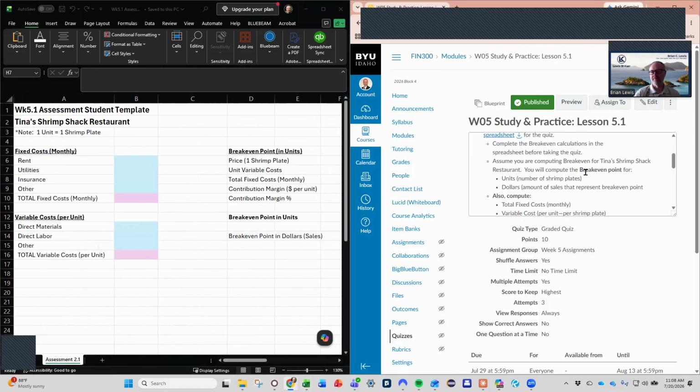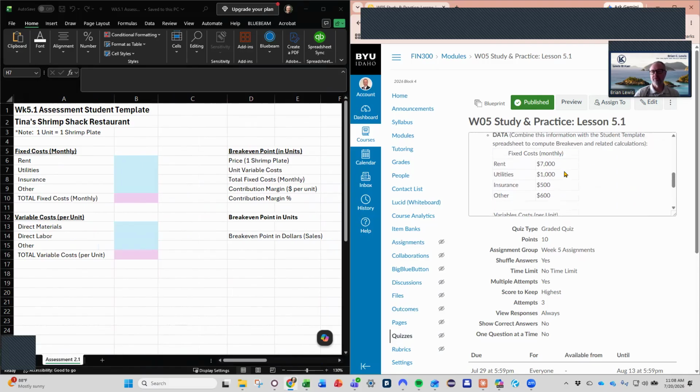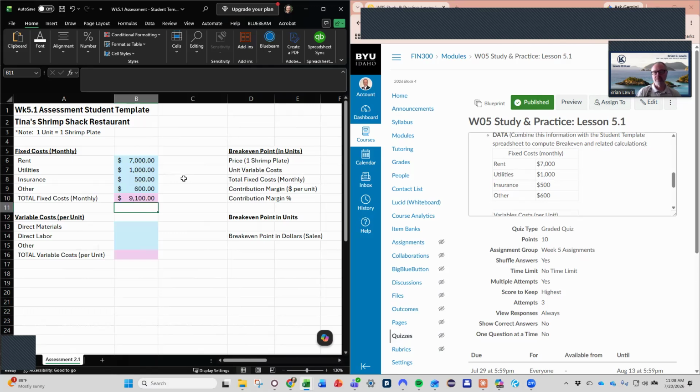So in the file, it shows you what these costs are. This is the data. Combine this information into the spreadsheet. So you're going to take the 7,000, put it in there, 1,000 there, 500 for insurance, and then 600 for other. This is your total fixed cost, so 9,100.